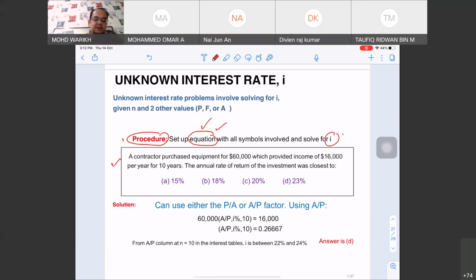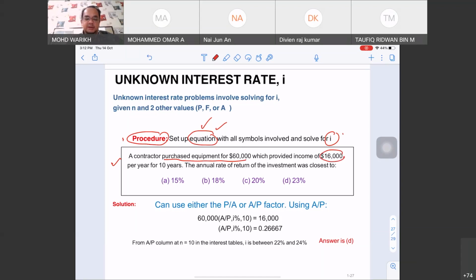We go to the example. A contractor purchased equipment for 60,000 ringgit which provided income of 60,000 ringgit per year for 10 years. And the annual rate of return of the investment was closer to what? This means you have to find i. So it's up to you, it's open to you. You want to use P over A or A over P.